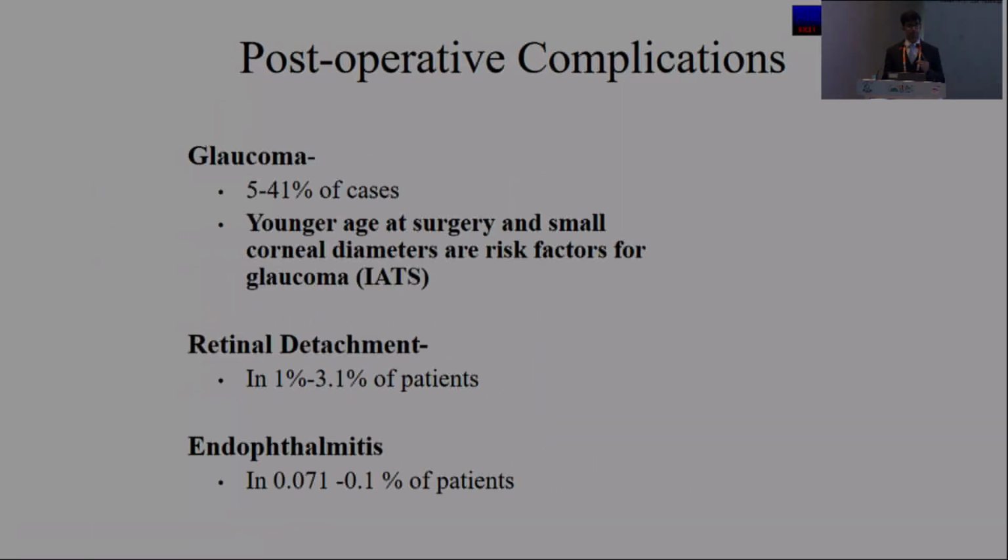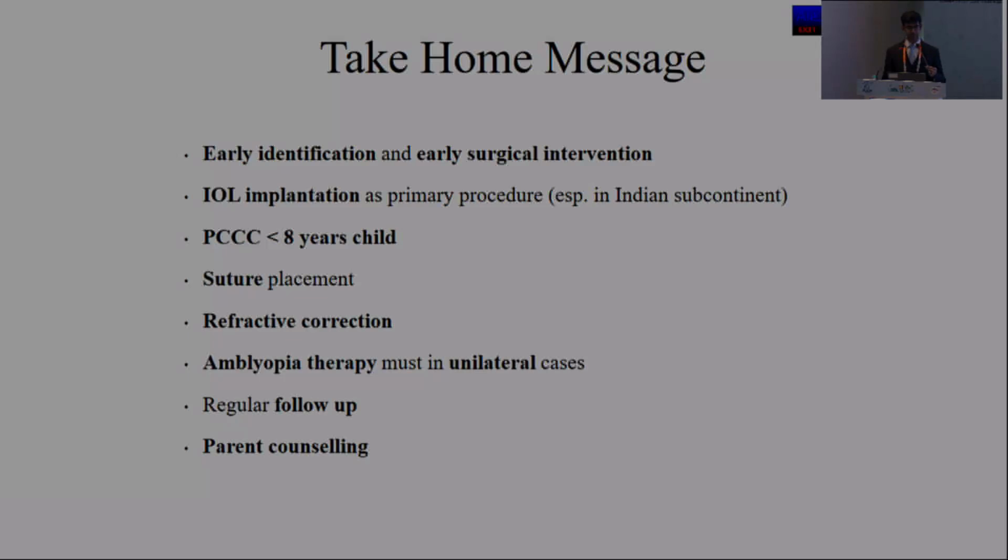So to sum up, PCO can be a complication which needs to be catered to with PCCC. Early identification and early surgical intervention is a must in these patients. IOL implantation in the Indian setting does have a key role. PCCC at less than 8 years of age is very useful. Suture placement, because the tissue is very elastic and has less scleral rigidity. Refractive correction and regular follow-up are very important. Amblyopia therapy and management is key. And regular follow-up. The surgery per se is not the job. The job is the follow-up.